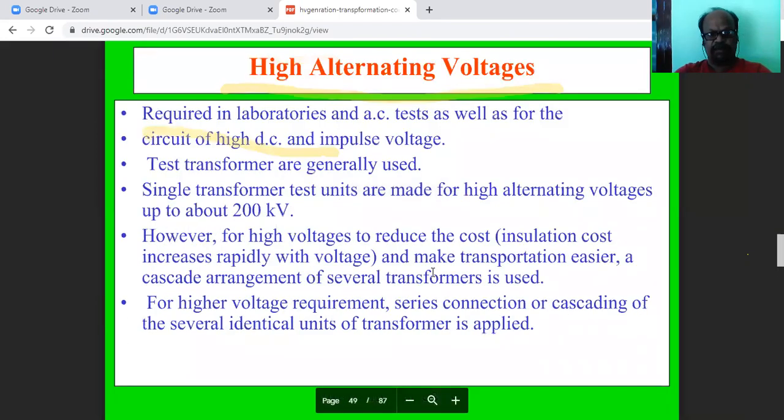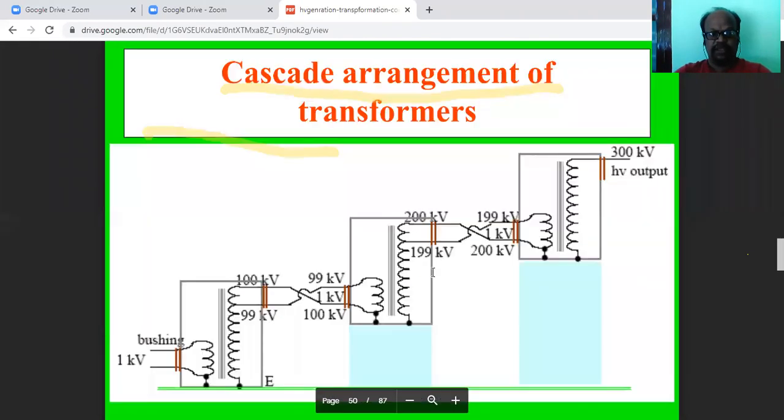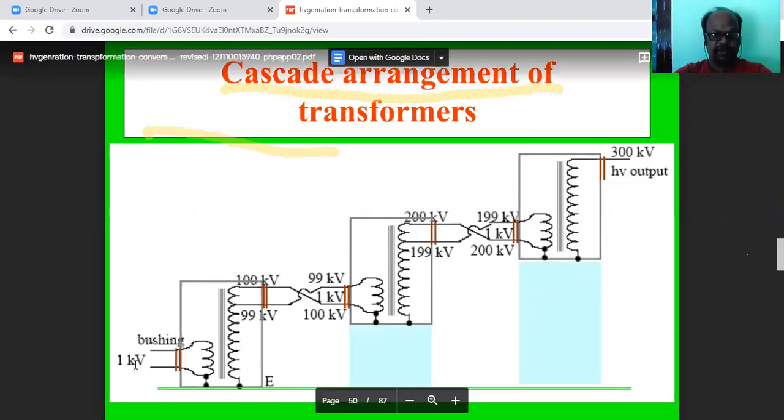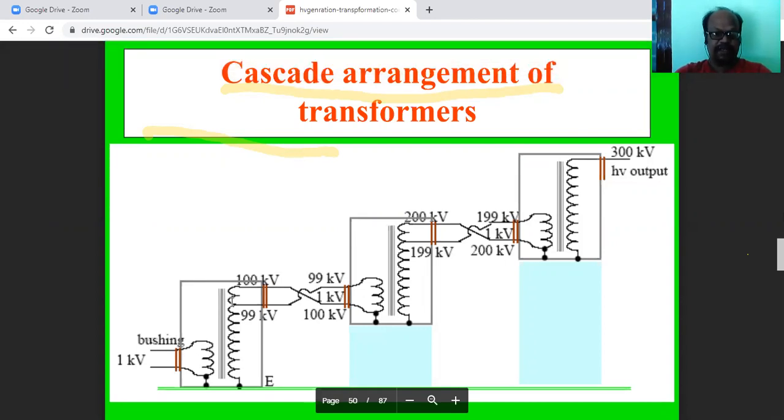For high alternating voltage, usually they use this type of cascade arrangement. In the cascade arrangement, there is an 11 kV supply. If you see, the primary side winding compared to the secondary side winding is more. From there we can get two different voltage ratings. If you tap at the lower side, I can get 99, and at full rating it means 100 kV.